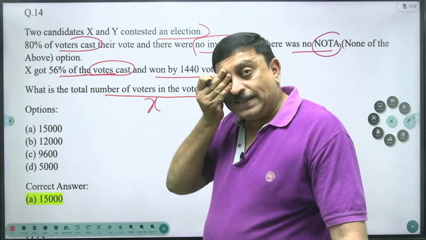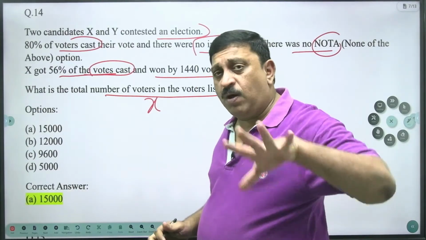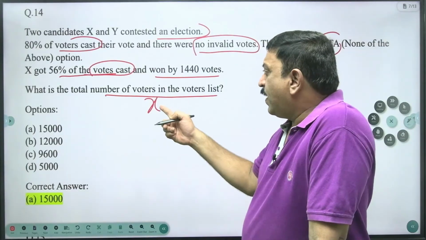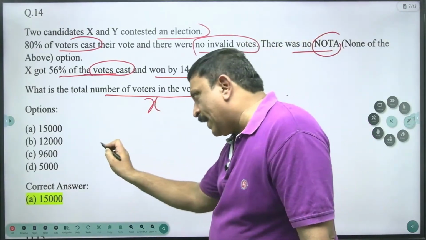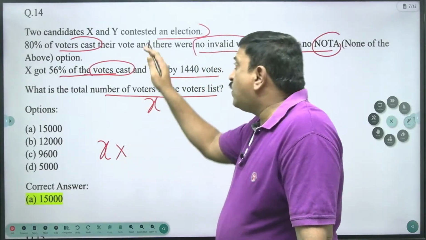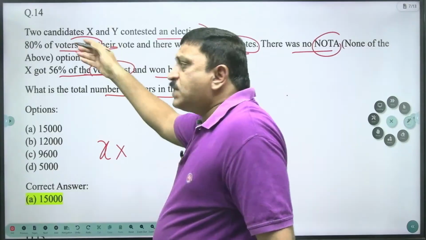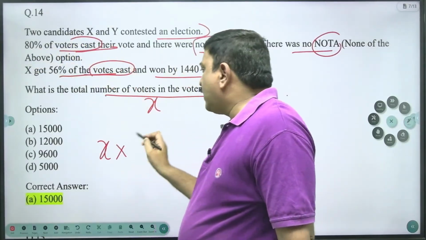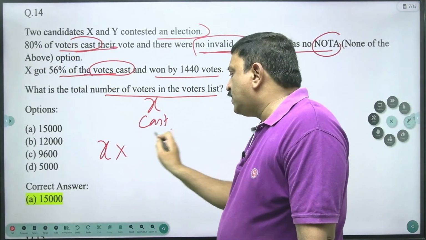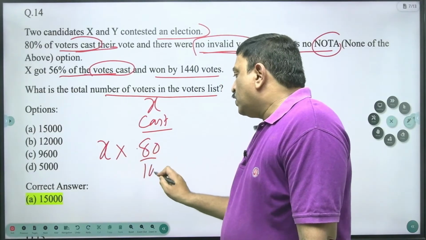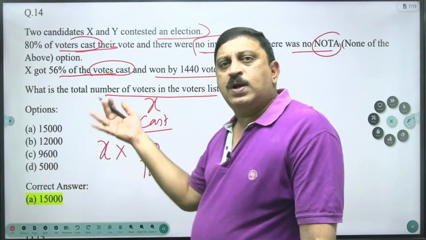People will do so much exercise on this one, but my point is always compounding of the cases is the rule here. What you have to keep in mind: first of all, total votes are X. Out of this, there are no invalid votes, so no worry about that. But casting is only 80%. So you take that. How many cast votes are there? 80% of the total. That means 80 by 100 of the total. So this 80 by 100 of the total is the total cast votes.